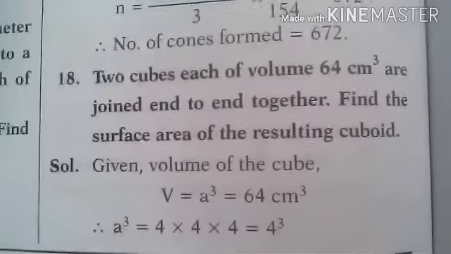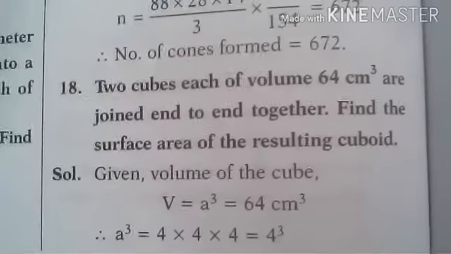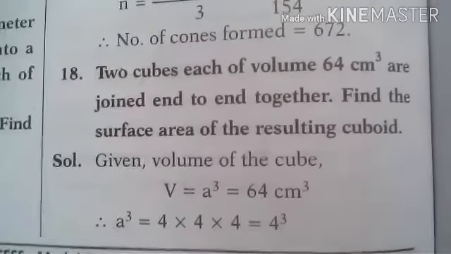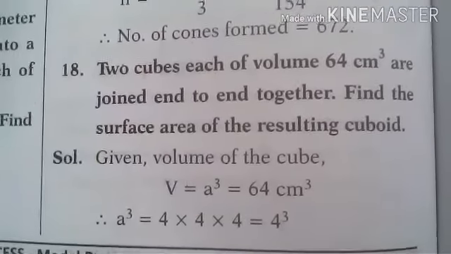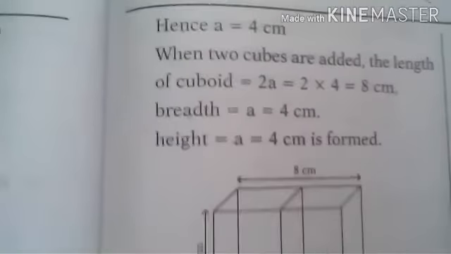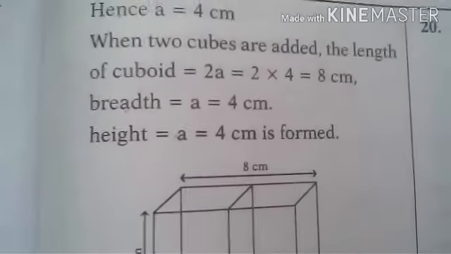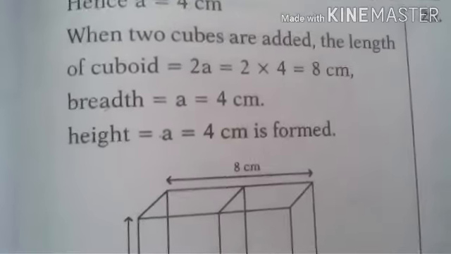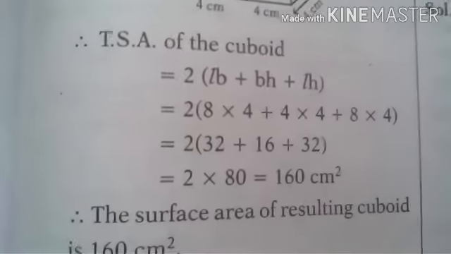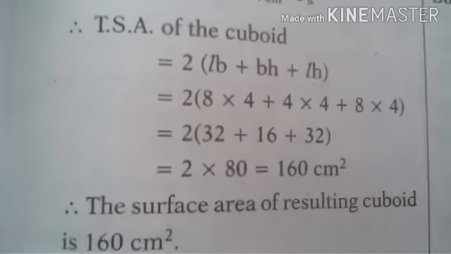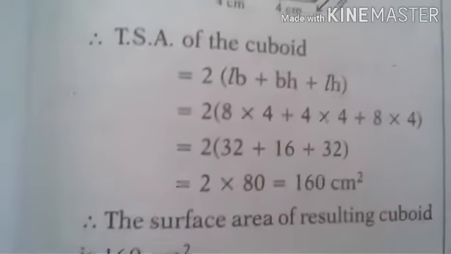Next question, two cubes of each volume 64 centimeter cube are joined end to end. Find the surface area of the resulting cuboid. Volume of cube is equal to a cube. So a cube is equal to 4 cube. Hence a is equal to 4 centimeters. When two cubes are added, the length of cuboid is double, so it is 8 centimeters. Breadth is same and height is the same. So TSA of cuboid is equal to 2 into lb plus bh plus lh. After substituting, we will get 160 centimeters square.